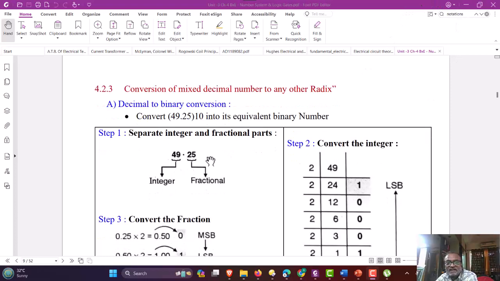Now we will see the conversion of a mixed decimal number to any radix. Mixed decimal number means what? The integer as well as fractional part is given and you have to convert it to another number system. For example, here decimal to binary conversion. The decimal number given is 49.25. We need to convert it to a binary number.